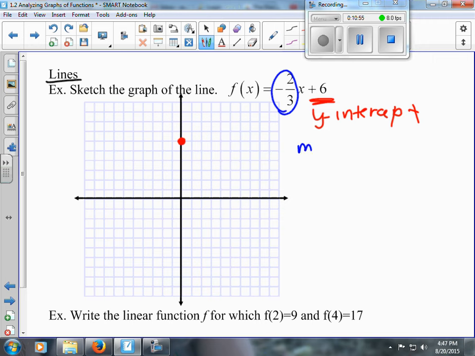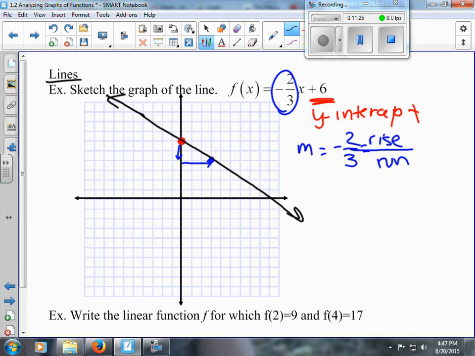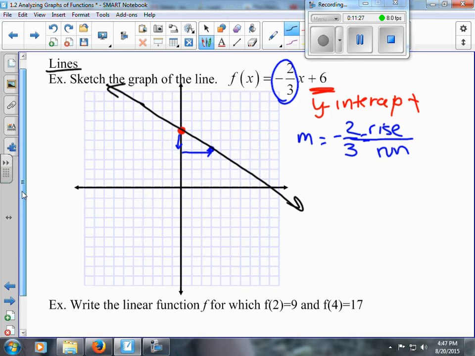Okay, so the slope is negative 2/3. That means I'm going to rise negative 2, and then run positive 3. So if I rise negative 2, that means I'm going to go down 2, and then I'm going to run 3. We're going to always run in a positive direction to the right. And so my second point on the line is at this coordinate, and once you have 2 points, you've got a line. And don't draw dinky graphs, okay? Draw a big graph that takes up the whole screen.